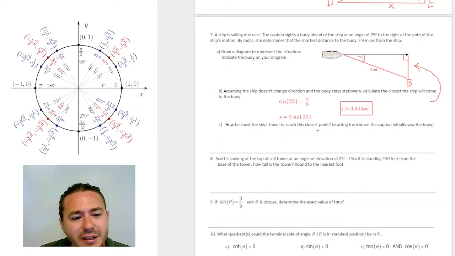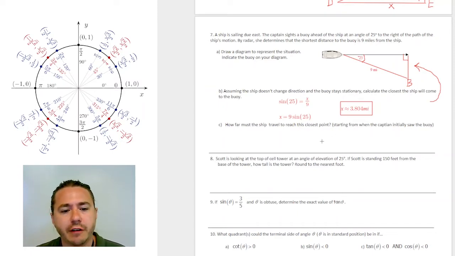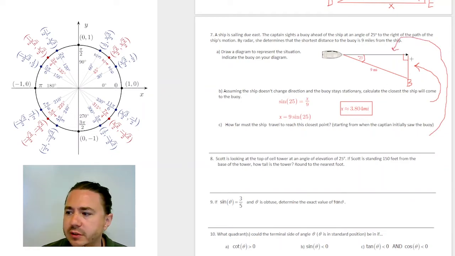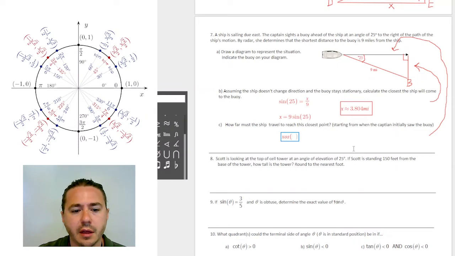Okay, and then part C, how far must the ship travel to reach this closest point? So this is really asking for this side up here. In this case, I would not use this side, just in case you made a mistake on part B. Use the side that's given so you know there are no problems with that number. So if this is the angle we're working with, and we know the hypotenuse, and we're looking for the adjacent side, let's use cosine. So we'll say cosine of 25 is x over 9.